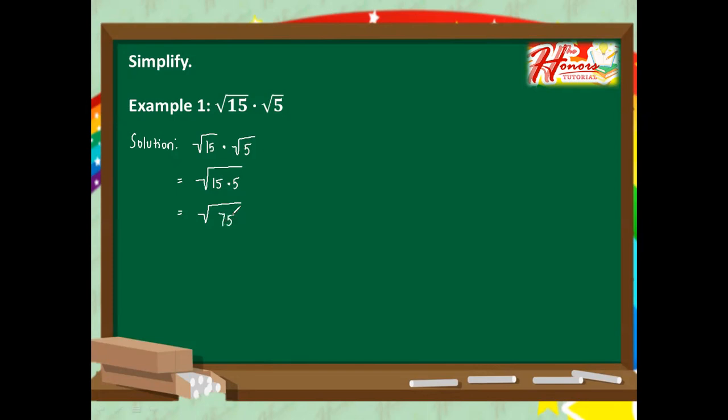And then now this is what you are going to do. Just think of factors of 75. The first factor should be a perfect square number, and then the second factor is not. So in that case, we can have here 25 times 3 because 25 times 3 is equal to 75.